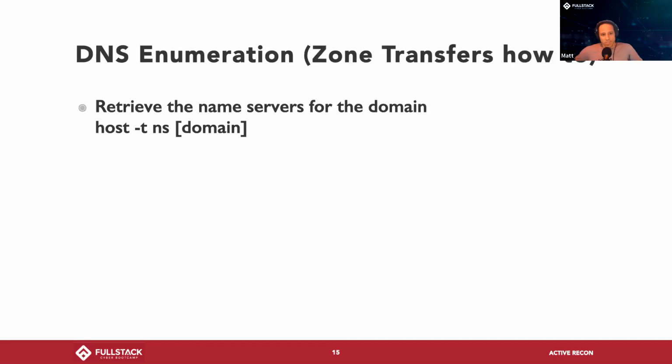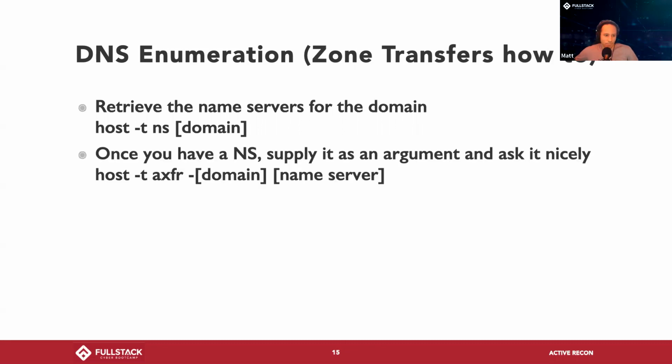You retrieve the name servers from the domain host. So host -t ns on a domain. Okay, seems easy. I've done that before. Once you have a name server, give it as an argument and ask it nicely. So, right, host -t AXFR for zone transfer, XFR. And you throw in the domain and you tell it what name server you're going to use. So let's do it.